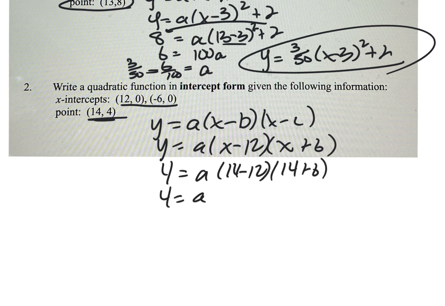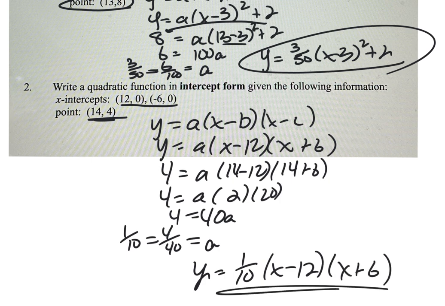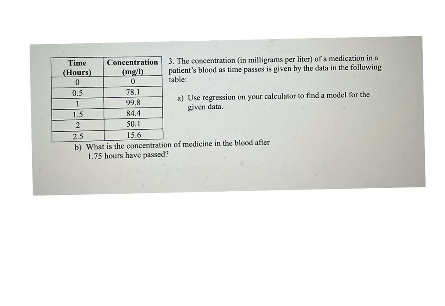Okay, so I get 2 and 20. That's going to be 40a is 4, so I'm going to divide both sides by the 40. That's 4/40, which reduces down to 1/10. So my equation is y equals 1/10 (x minus the first x-intercept)(x minus the second). There it is. Number 3 is on your calculator.